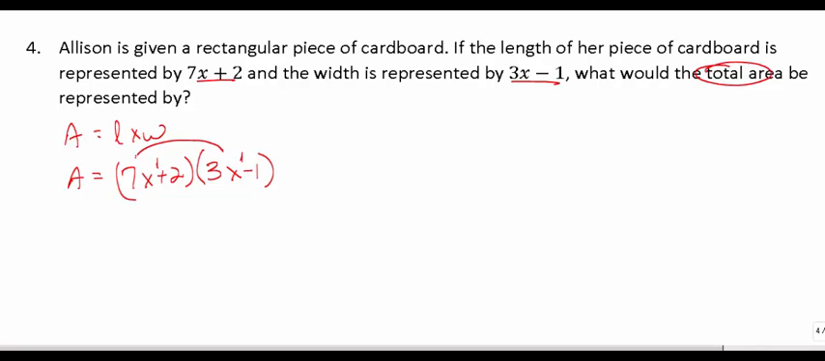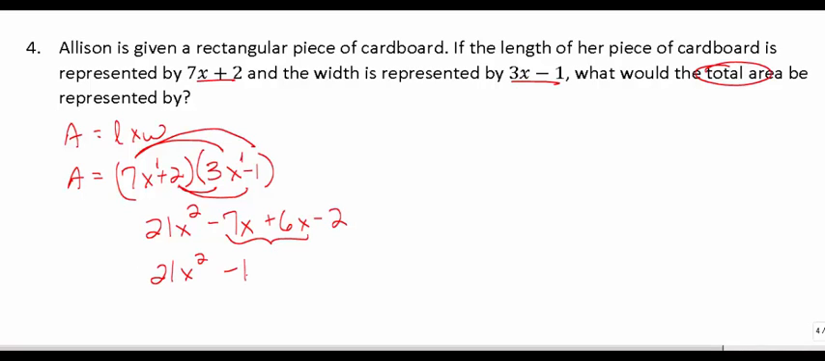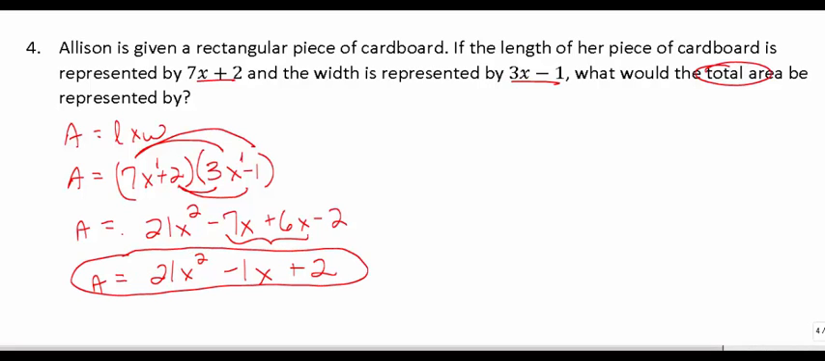exponents. Alright, so we get 21x squared minus 7x from the first two distributions. Then we get a 6x and a negative 2. All right, so you get 21x squared minus 1x and plus 2. And this is going to be how we would represent our area. Please stay tuned for the question that follows.